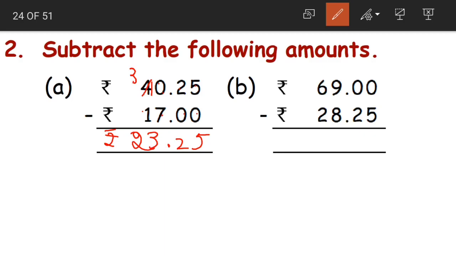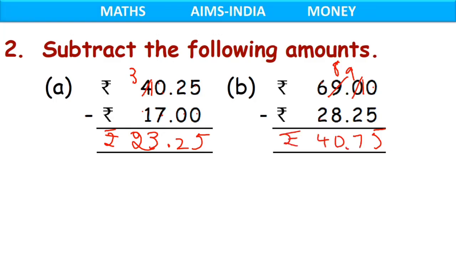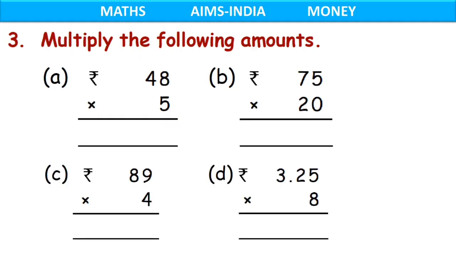The next one, 69 rupees minus 28 rupees 25 paise. Now 0 minus 5 is not possible, so borrowing. 10 minus 5 is 5, 9 minus 2 is 7, 8 minus 8 is 0, 6 minus 2 is 4. So 40 rupees 75 paise is our answer.